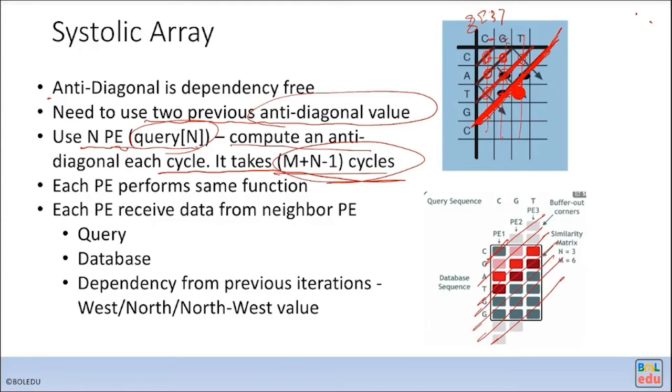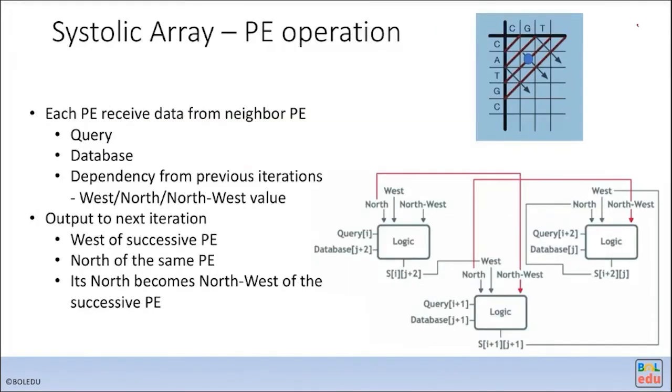Each PE computes some function, and each PE receives data either from the query string, or from the database, or from the previous iteration: the northwest, the 3 values from the previous one or the one before the previous. So that's how it operates. That's the systolic array operation.